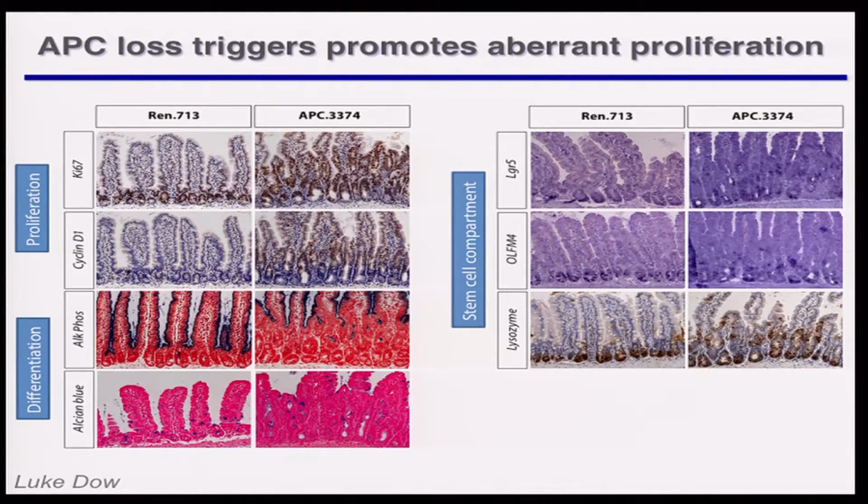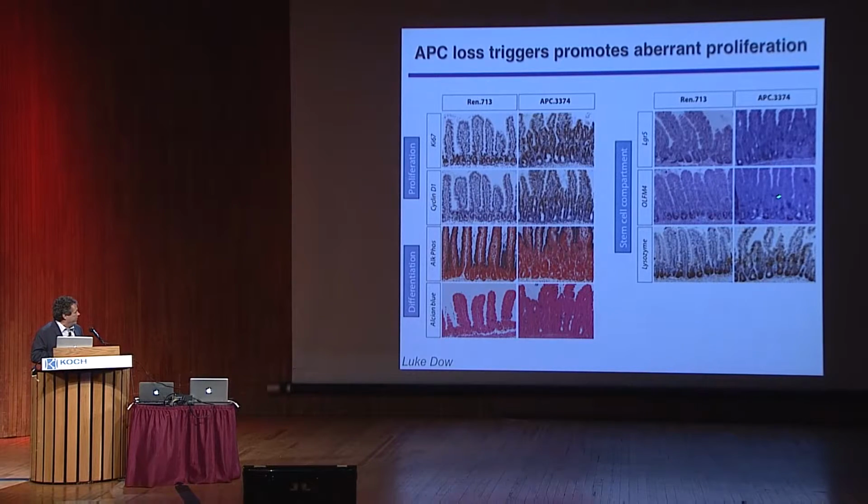If one looks at stem cell markers following acute APC suppression, we can see again stem cells, or cells with properties of stem cells, start to be located in aberrant positions. Here we're looking at OLFM4 or LGR5, another marker of stem cells. And the Paneth cells, which are stained with lysozyme, are also now in aberrant places.